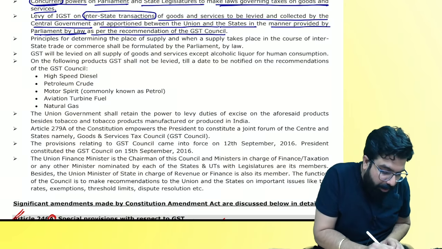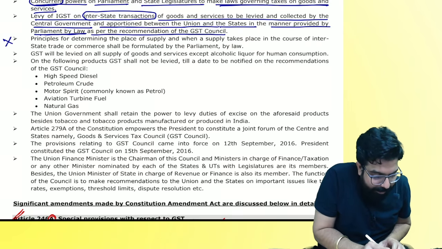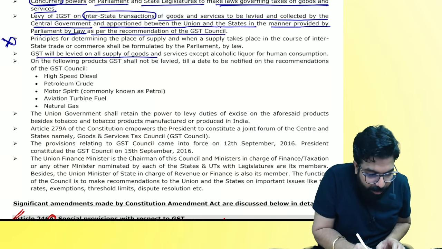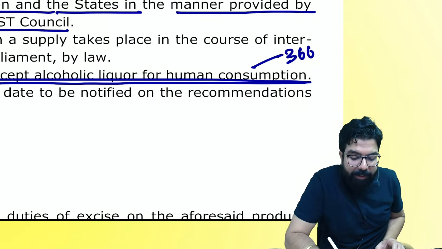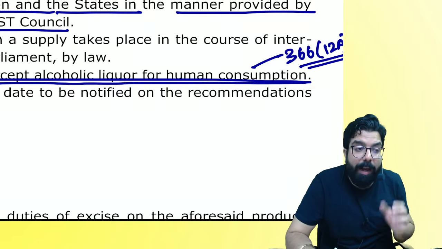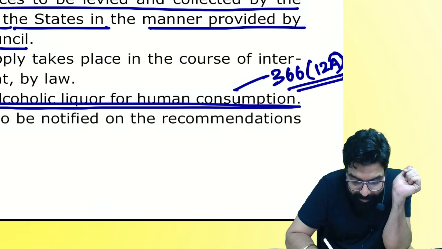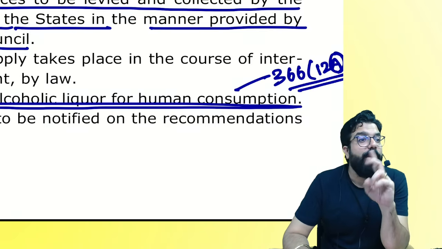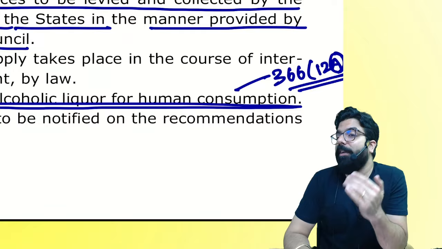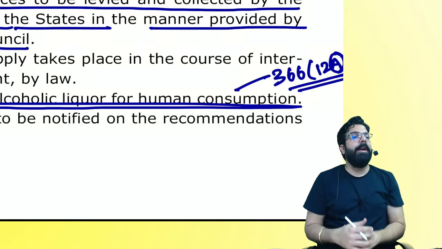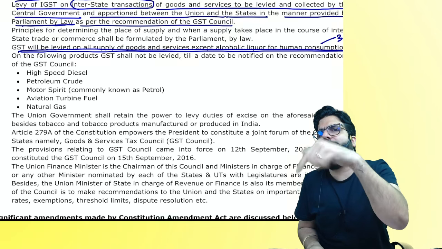Next. This third one, I am not teaching you now. You leave it. Next. GST will be levied on all supply of goods except alcoholic liquor for human consumption. They introduced Article 366, clause 12A, with the help of which act? The Constitutional Amendment Act. All the A's which are there, 269A, 246A, Article 279A, GST Council, all this was introduced by the Constitutional Amendment Act.